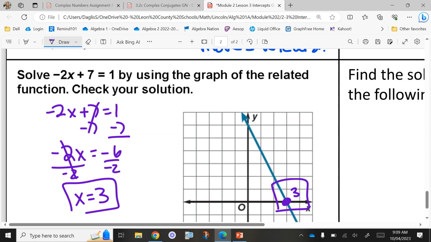So when you were doing that earlier in chapter 1, you were essentially finding your x-intercepts without knowing you were doing it. So if you get a function and a graph, you have 2 ways to find x.